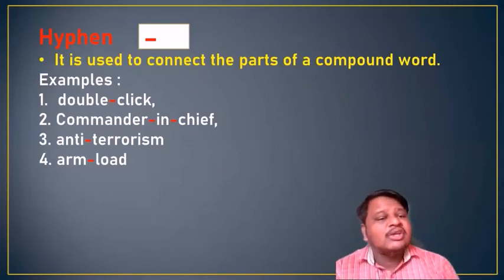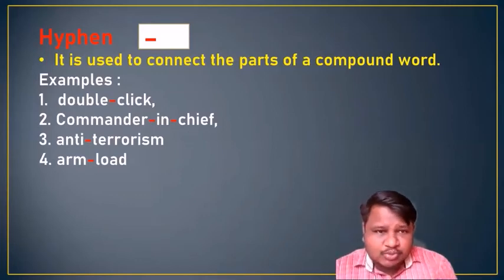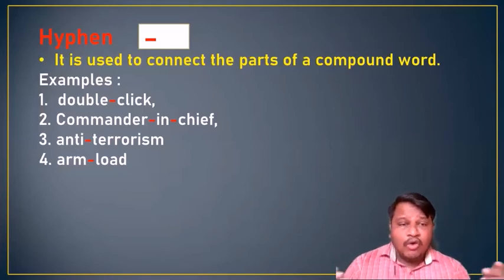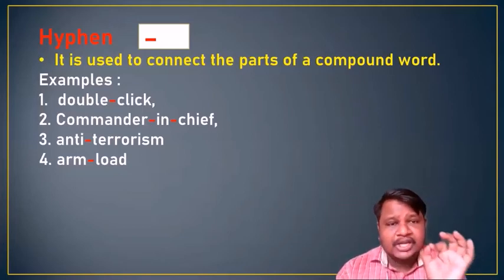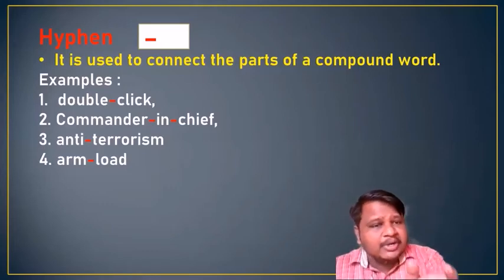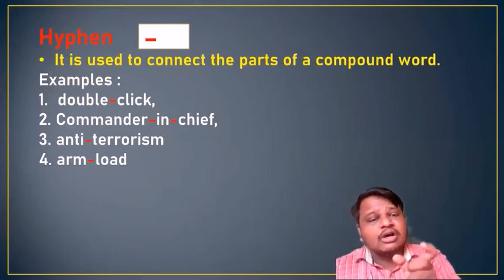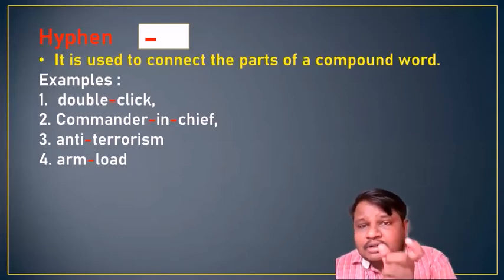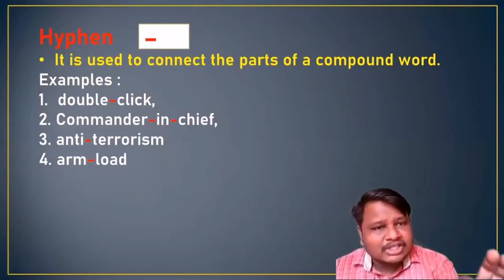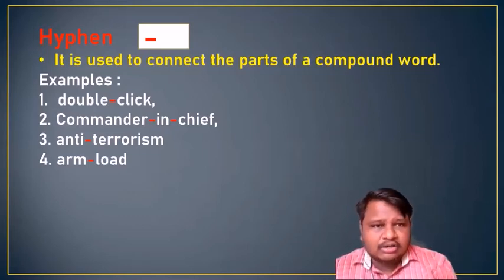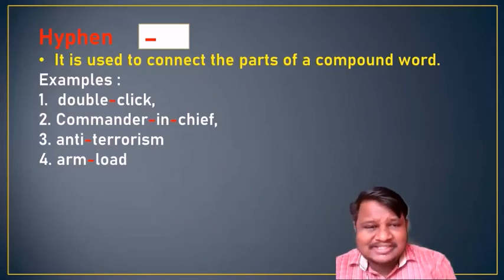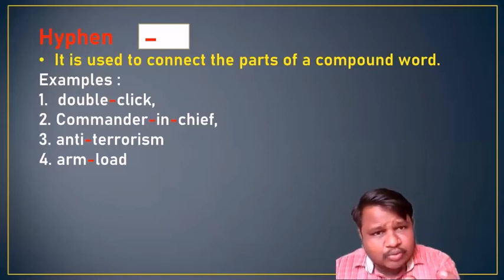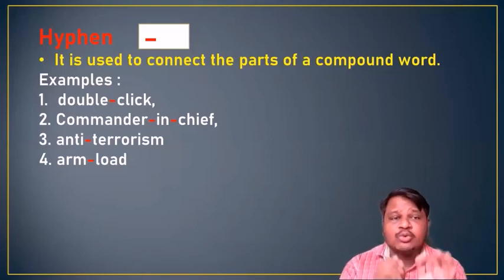For example, you can see there, double-click. Double is one word, click is another word. For connecting those two words, the hyphen is used, and when we use a hyphen between those two words, double-click, a third meaningful word is formed. And we call it a compound word. Compound word means these two words come together and a third meaningful word takes place. And when we have to use any compound word, to connect those two words, we have to use a hyphen.